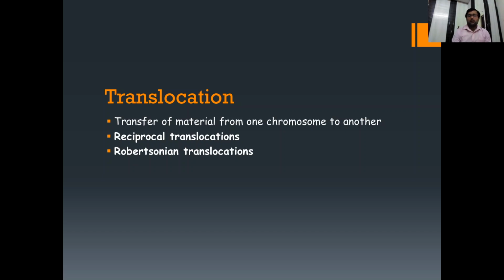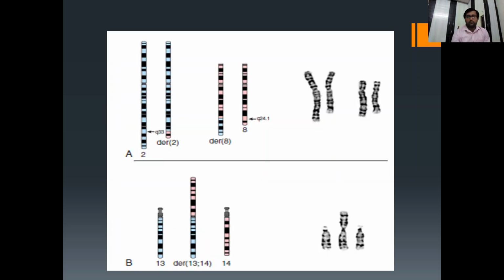Now we go through a little bit about translocation. Translocation is the transfer of genetic material from one chromosome to another. It can be of two types: reciprocal translocation, also known as balanced translocation, and Robertsonian translocation. With the help of this diagram, we can understand better. This one is balanced or reciprocal translocation. In this, a part of a chromosome breaks off and is translocated to another, and the same happens with the other chromosome, so there will be a balanced translocation.